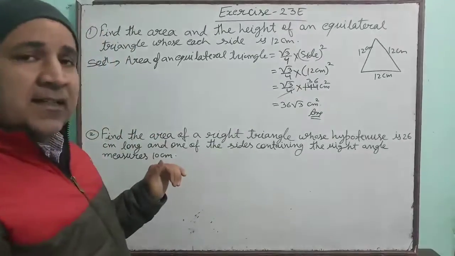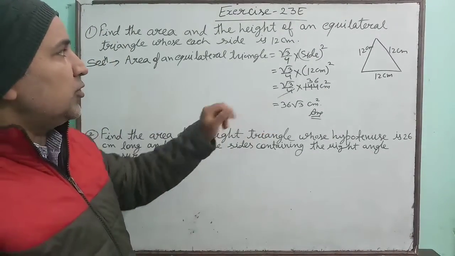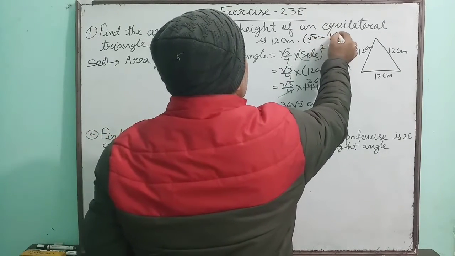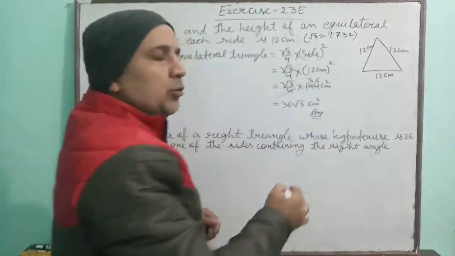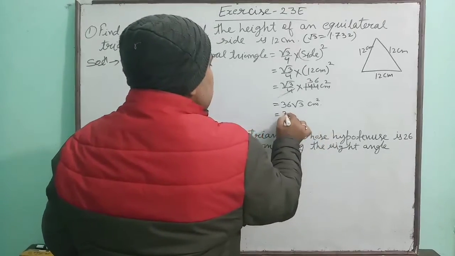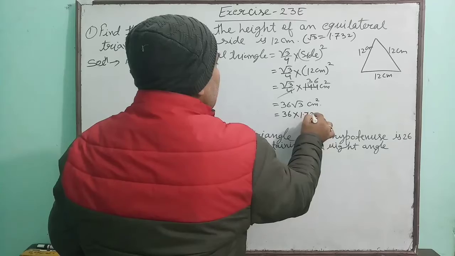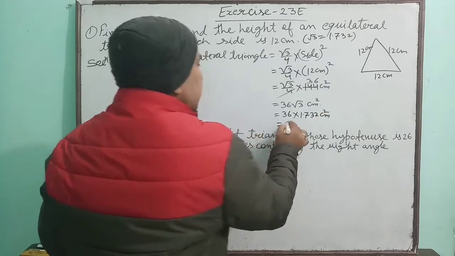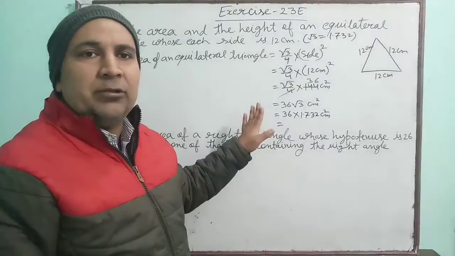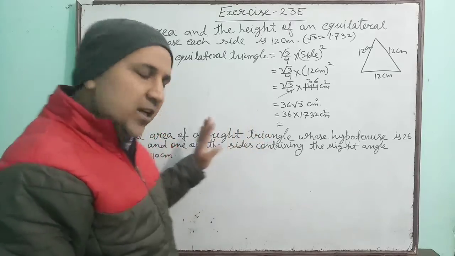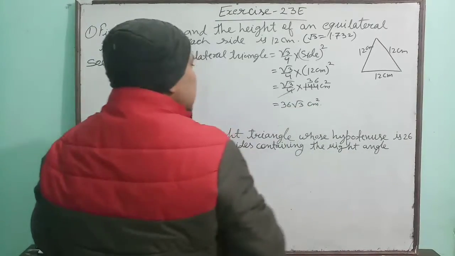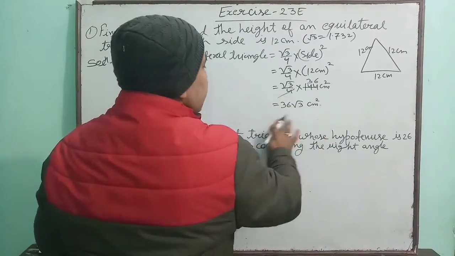But if in the question it is given, suppose the value of root 3 is given as 1.732, then you will put the value and calculate it. See this one, 36 into 1.732 centimeter square. But if the value is not given in the question, then you will not put the value of root 3. Is this clear? What is the area of the equilateral triangle here in this question? 36 into root 3 centimeter square.